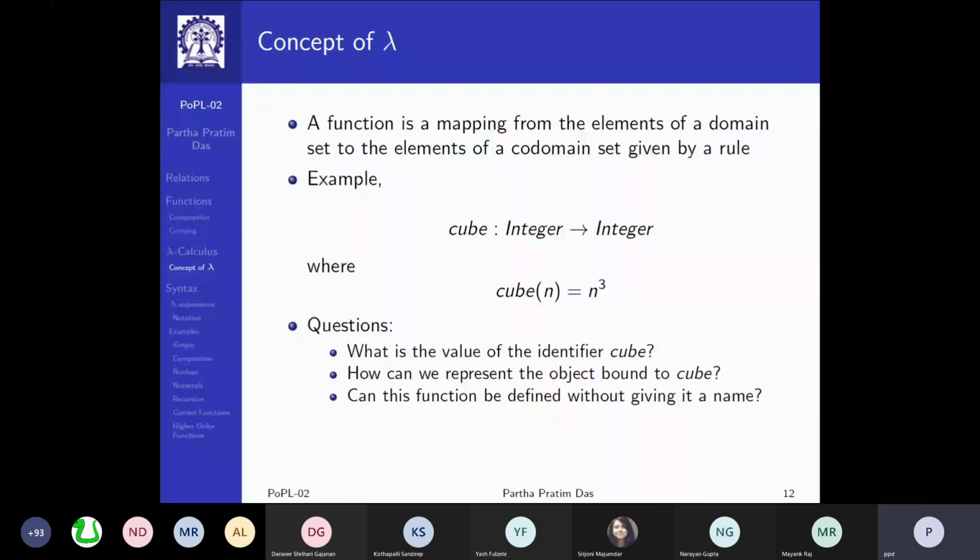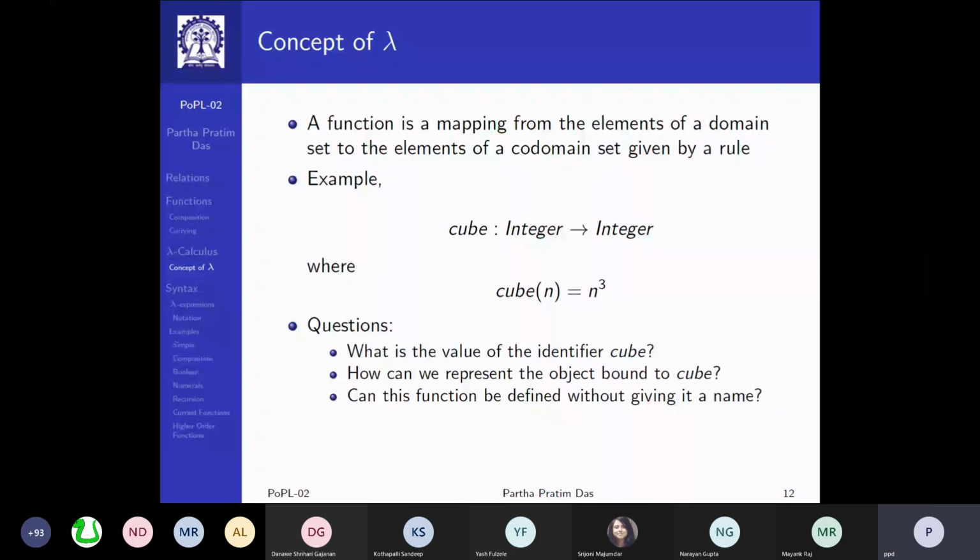We do not associate anything with cube. What we know is the value when cube is applied on n, which is n cubed. Cube applied on 2 is 8. Cube applied on 3 is 27. But what is cube? Does it really matter, other than human convenience, to call this function cube?